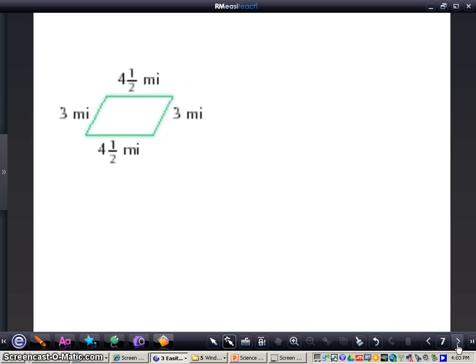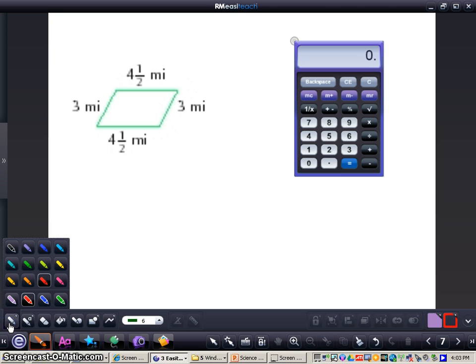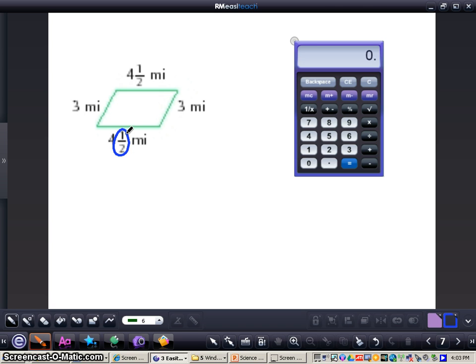Now we'll do one more problem together, because I know this one can be a little tricky, figuring out how to do a problem like this since we have a fraction. So we have 3 miles and 4 1/2 miles for our measurements here. So let's write this problem out. Now I'm going to convert this fraction here to a decimal, okay. So I have 3 plus 3 plus 4.5 plus 4.5.